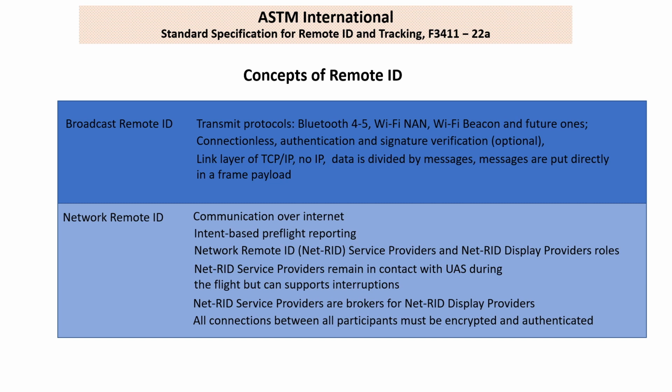Broadcast remote ID data is put on the link layer of the TCP/IP stack. There is no network information for broadcasting, no IP addresses. All broadcast remote ID information is divided into messages, and messages are put directly in a frame payload.